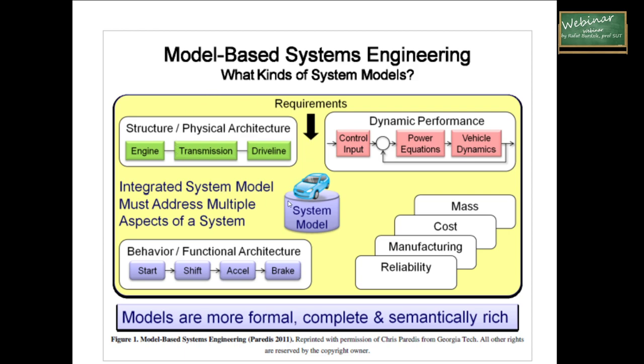So you can see the different models for the same product, which is the car vehicle. You can use the structural physical architecture model, the dynamic performance model, the behavior functional architecture model, and any other models, such as the mass model, cost model, manufacturing model, and reliability model. Probably you should use all of them at different stages of the system engineering approach.